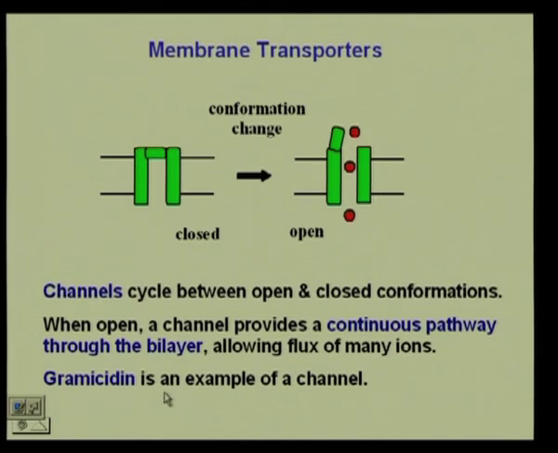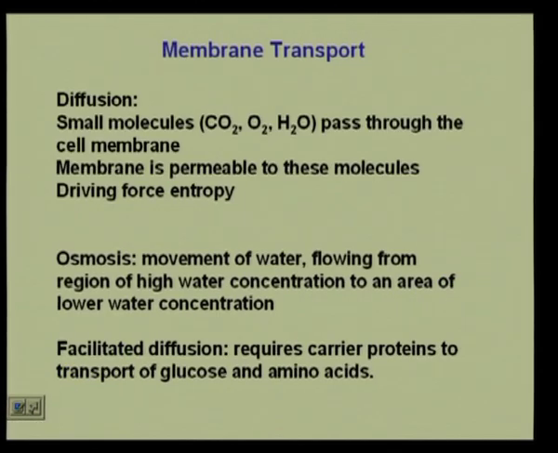And gramicidin is an example of such an ion channel, the structure of which was solved quite a few years ago, which is a combination of D and L amino acids. This is one of the proteins that not only has L amino acids, but also has D amino acids. So, what we find is a conformational change in this case also, but the cycling is between an open and closed conformation. So, the differences between a carrier protein and an ion channel are quite clear here, right.